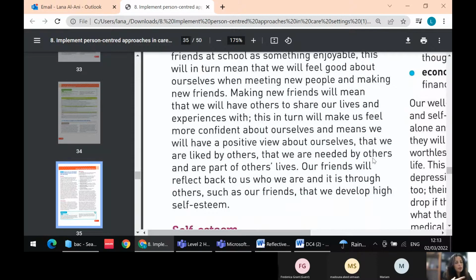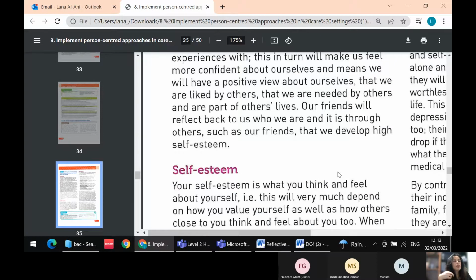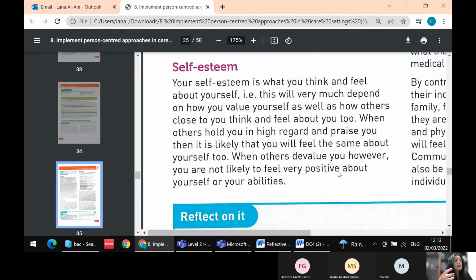Obviously, that will develop our self-esteem. And also, about the self-esteem itself, your self-esteem is what you think about yourself, how you feel about yourself, about your achievement in life, about your values, about how well you can build good relationships with others. All this always makes you the way you think, the way you feel. It all relates to your self-esteem.